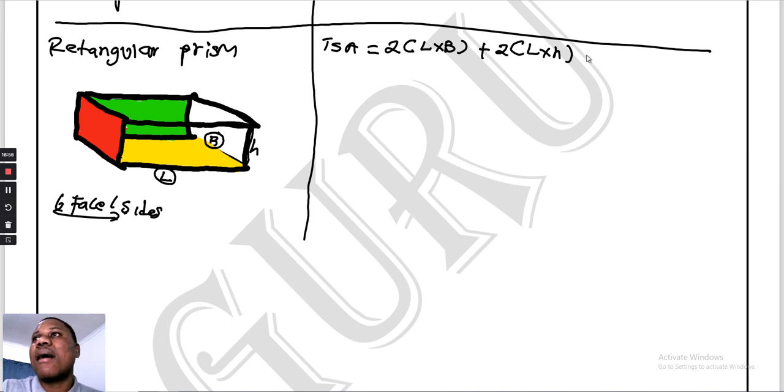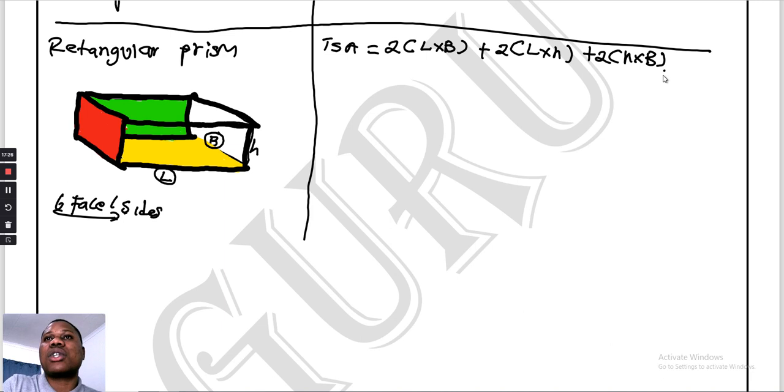Okay, plus 2. Let's talk about the one on the left. Right, the one on the left, you cannot see the length, but what can you see? We can see our breadth and our height. So it's going to be height times breadth. And then we have just written out the formula of how to calculate the surface area of a rectangular prism.